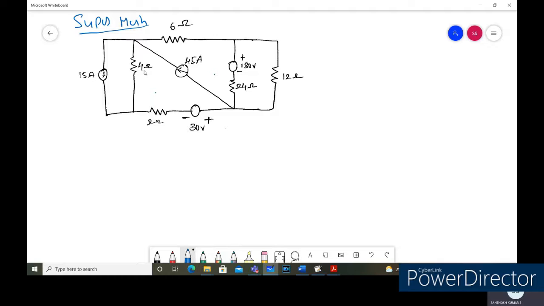Before starting the problem, you can see the 15 amperes is in parallel with the 4 ohms. Let us perform the source transformation for this one, and let us convert this into a single loop network. So I'll rewrite the circuit diagram. The circuit diagram will consist of, so like this.